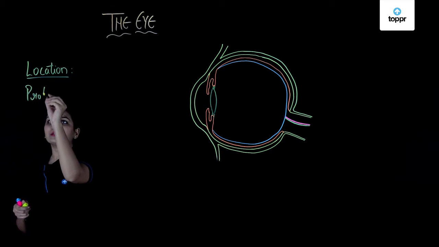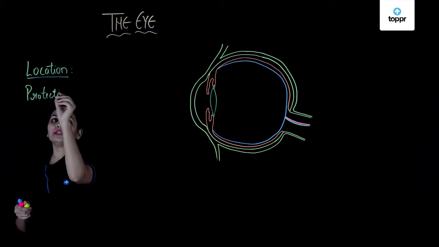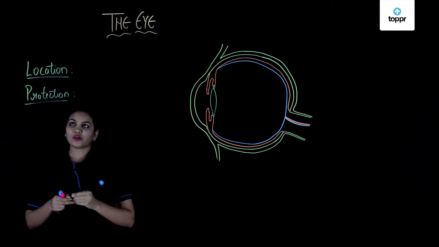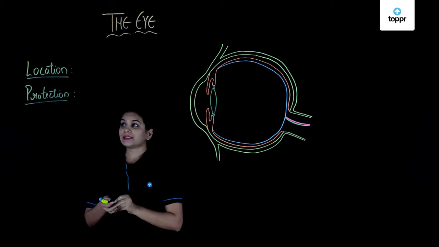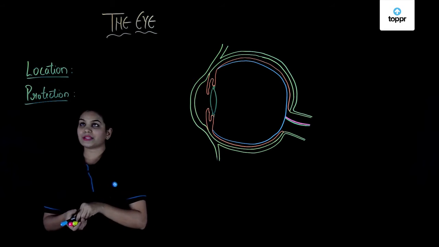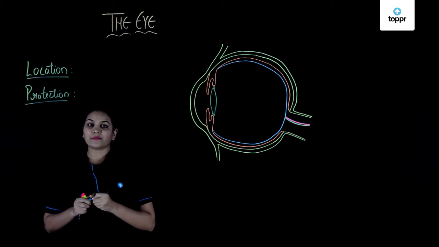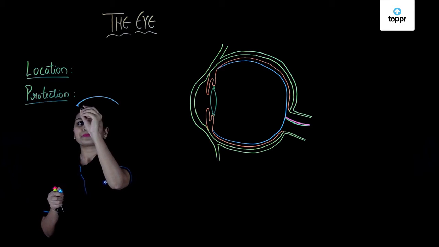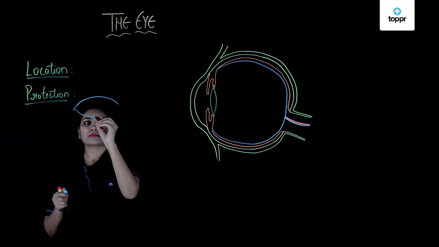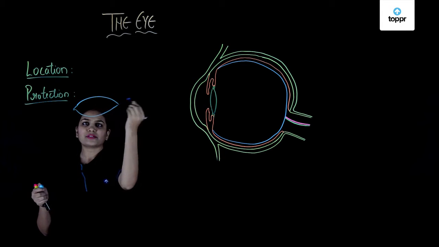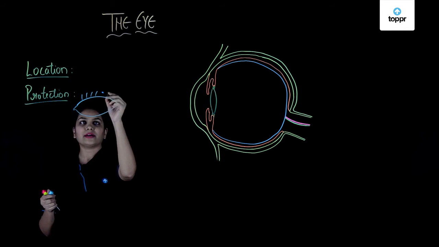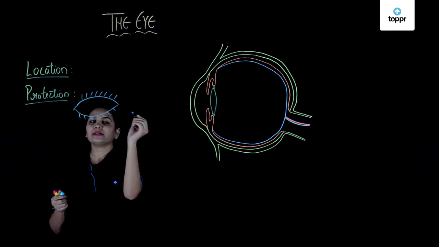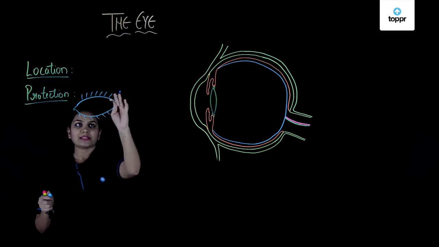Now next, let's have a look at its protection. What all organs are present around and in the eyes which provide it protection? First let's see the eyelids which are present over the upper and lower surface of the eye. So let's draw. This is an external structure of the eye where we know that there are eyelids present over the upper and lower surface, right? These are the eyelids.